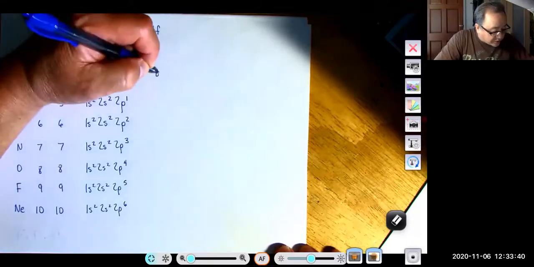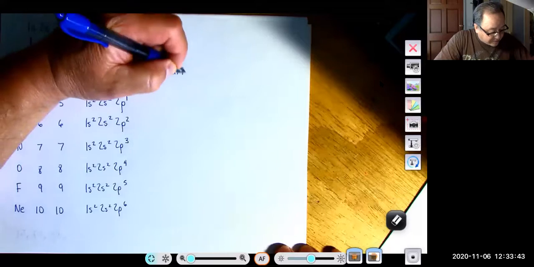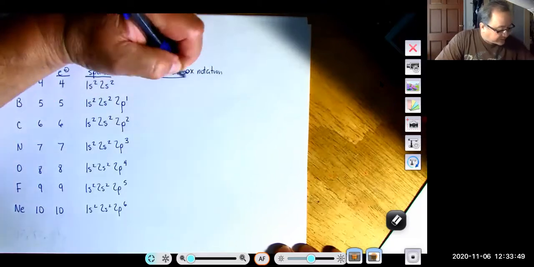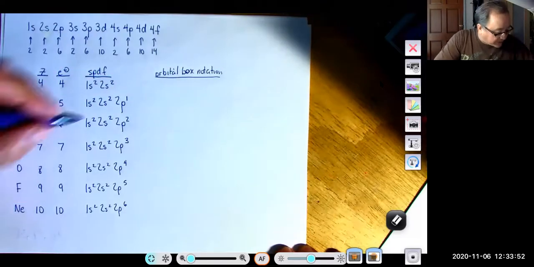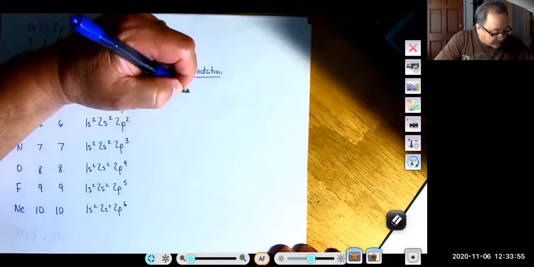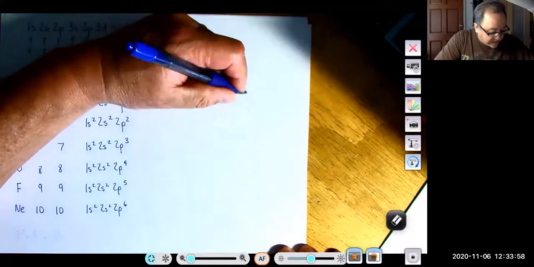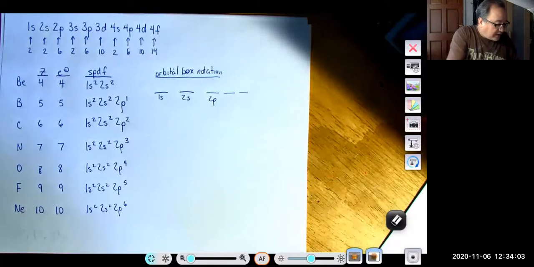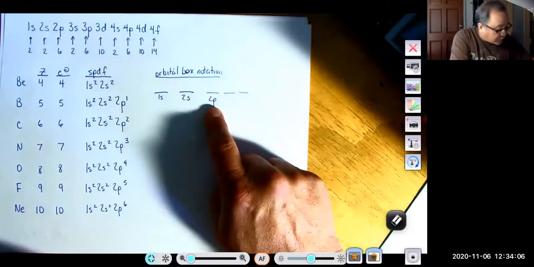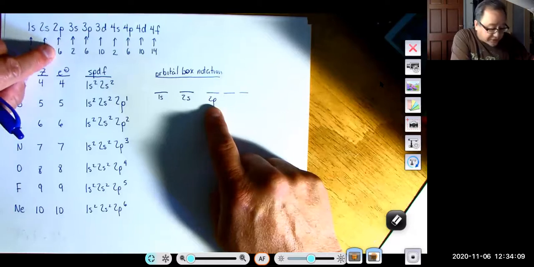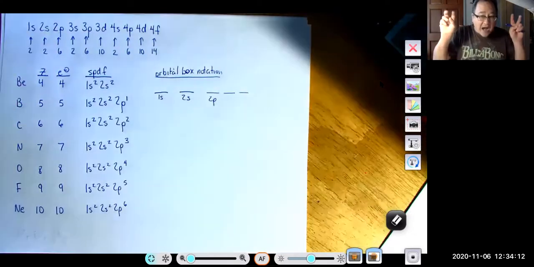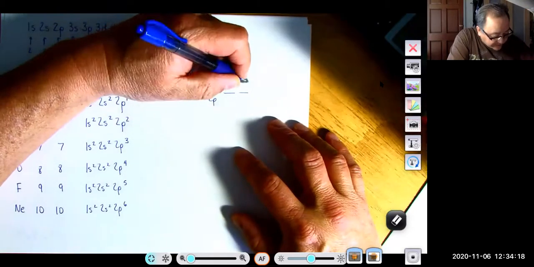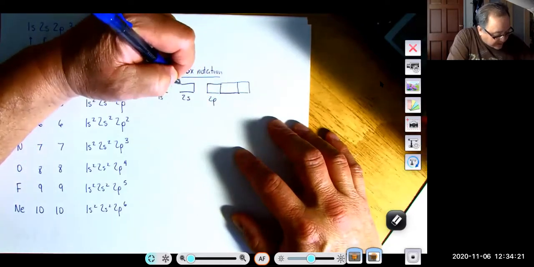Now let's look at the orbital box notation. Now here, what I'm going to do is instead of making boxes, I'm going to make lines. So I'm going to do a 1s, a 2s, and a 2p. And the reason I'm making lines is because it's just a lot faster. Now you might be wondering what's going on with the 2p. Well, the 2p can hold 6 electrons, which means it has 3 orbitals. Each line is a box, and therefore, I'll go ahead and put the boxes in for this one. And therefore, you have 3 orbitals.